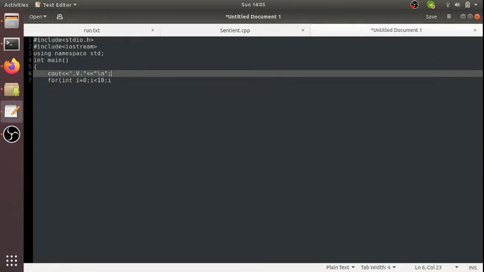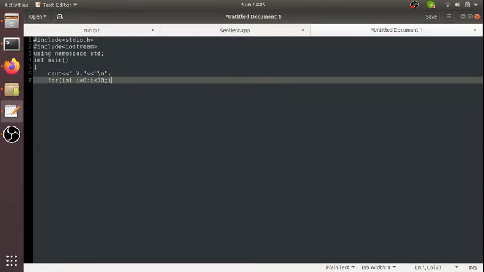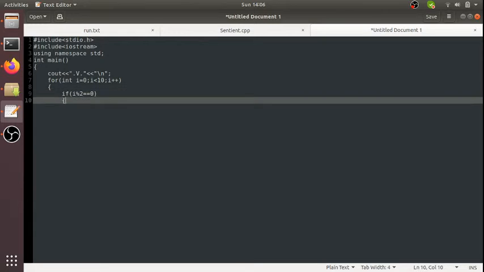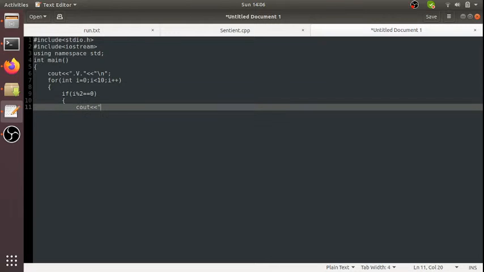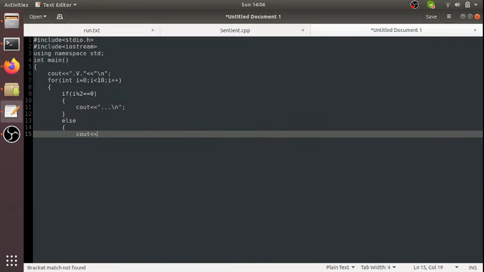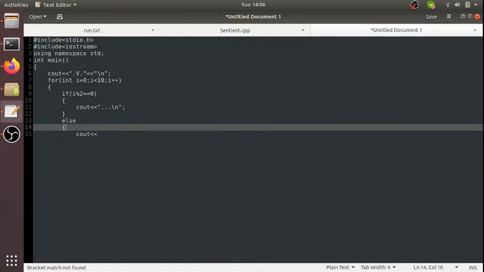10, i plus plus, and so second one, if i mod 2 equal to 0, then cout 3 dots because we need empty space, and a new line, else cout. What can be done is, let's say we'll put one hash, random.